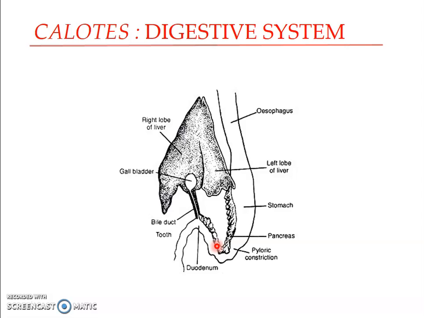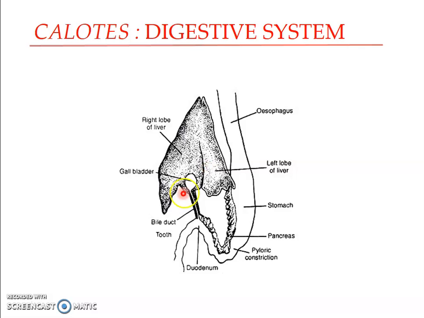The liver is a large, you can see the bilobed structure here, the right lobe, and this is the left lobe of the liver. So it is a large bilobed structure, brownish in color, and it is placed on the dorsal side of the stomach, behind the heart.